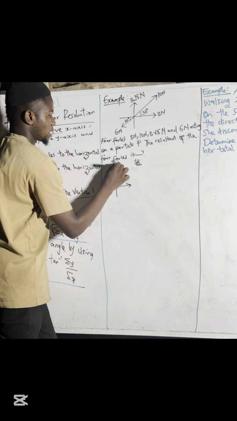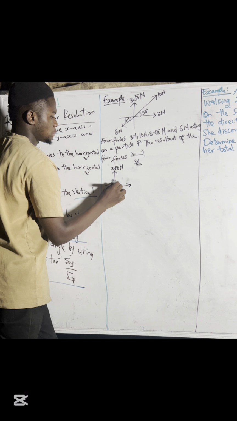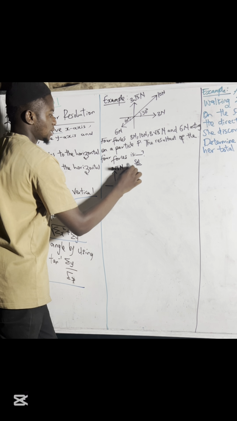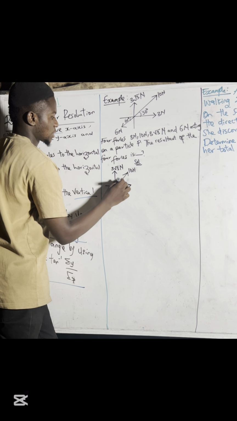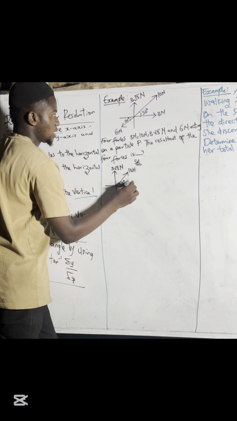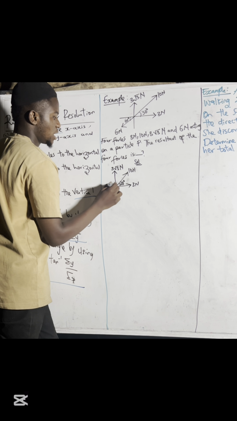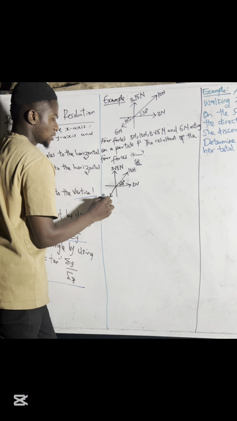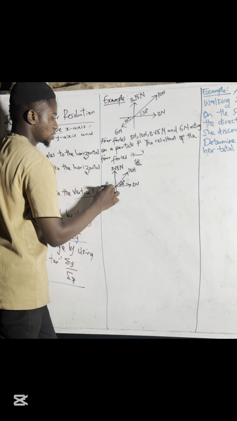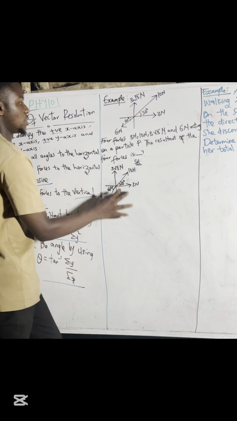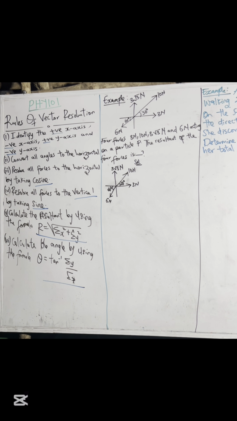3 root 3 Newton, 10 Newton, 30-degree, 3 Newton, 6 Newton, 60-degree. We are going to redraw this. Guys, once we've redrawn this diagram, the next thing we have to do is to follow the first step. We have to identify the positive, negative axis.